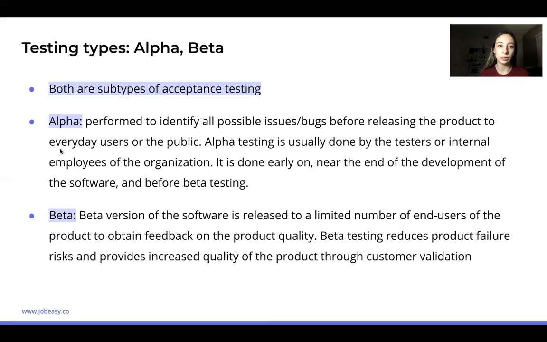So this is alpha testing. It doesn't have to happen. In fact, it usually doesn't happen often. It happens usually before very large releases, but that may happen in a company. Now, beta testing is when we release to a limited number of end users.